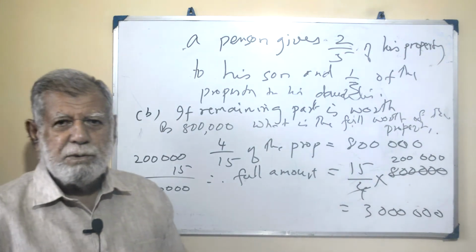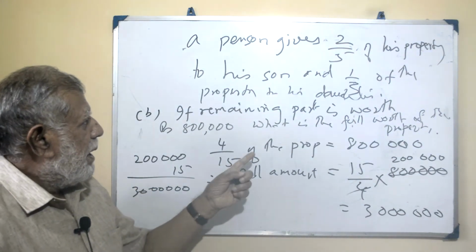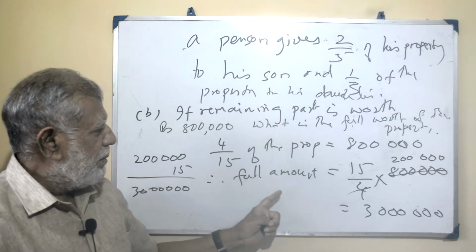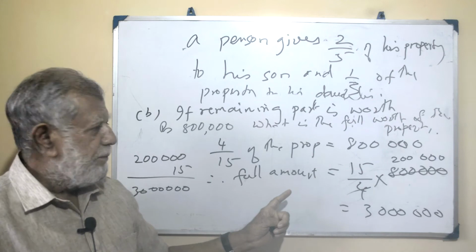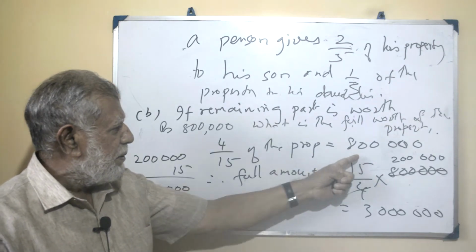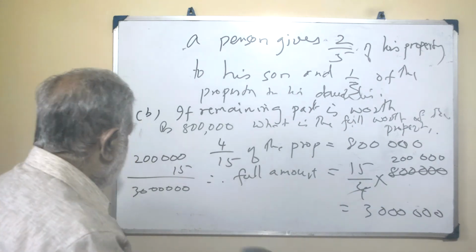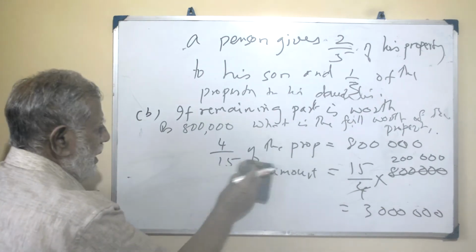So I hope you understood this method. That is, first we find out the total amount given and then the balance, and from the fraction that is equal to 800,000, you get the full amount by inverting. Okay children, now we will take another example. Example 2.